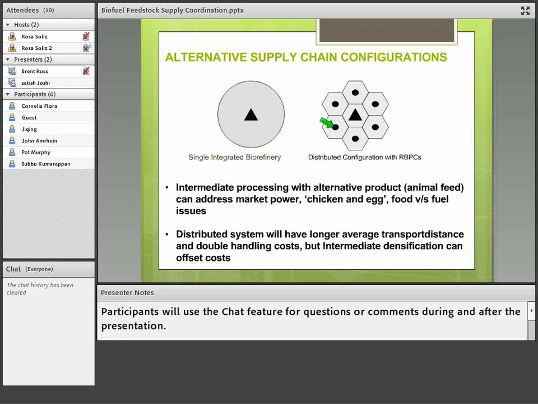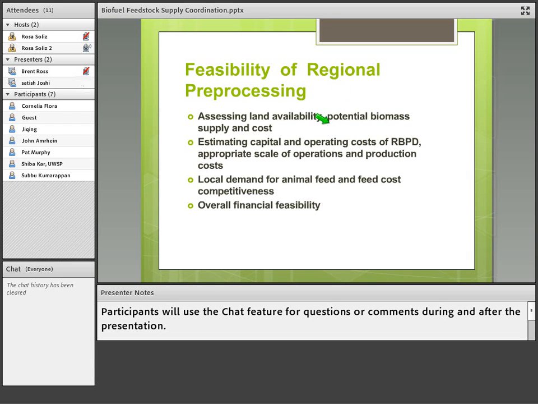So how do I assess the regional pre-processing facilities? Is it economically viable or not? The idea here is we need to look at how much biomass is available and how you estimate the cost, and then you need to estimate the capital and operating costs of an appropriately scaled RBPC, and then whether there is enough market for animal feed, and whether the feed cost is competitive, which basically determines overall feasibility.